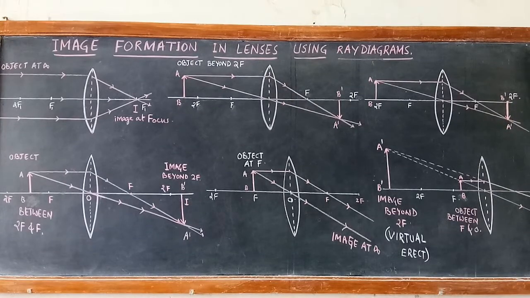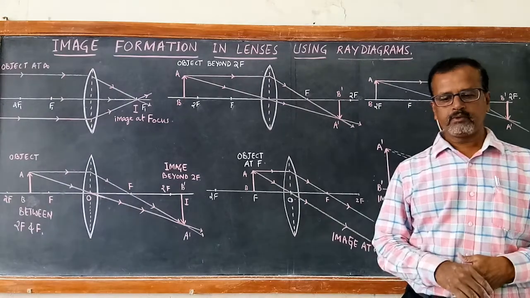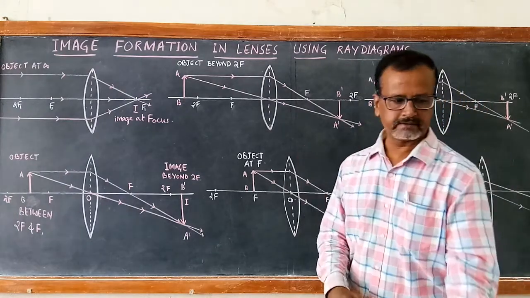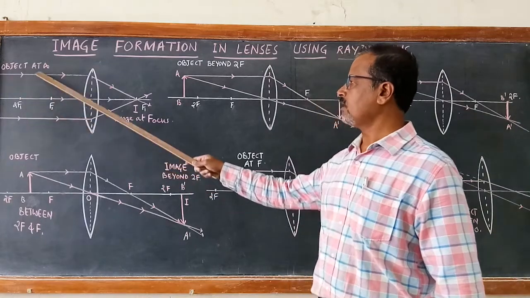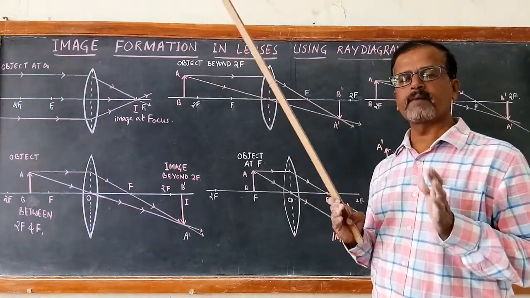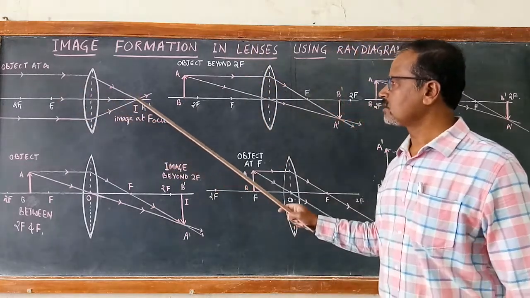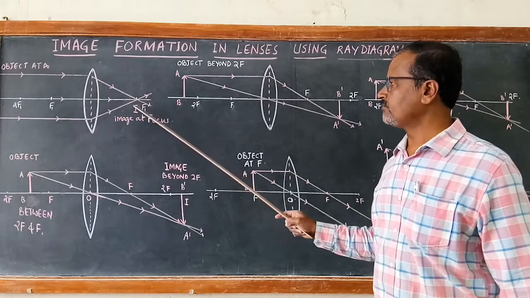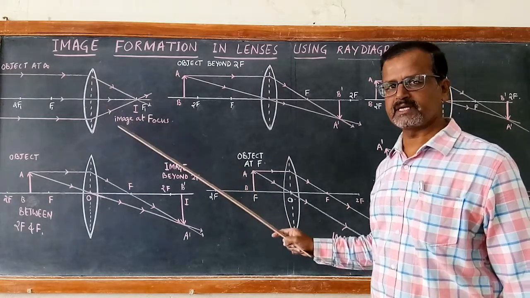Okay, let us learn the image formation by a convex lens first. When the object is at infinity, the rays from the object are parallel to the principal axis, forming a parallel beam of light. The parallel beam of light after refraction converges to a point and forms a point image at the focus.